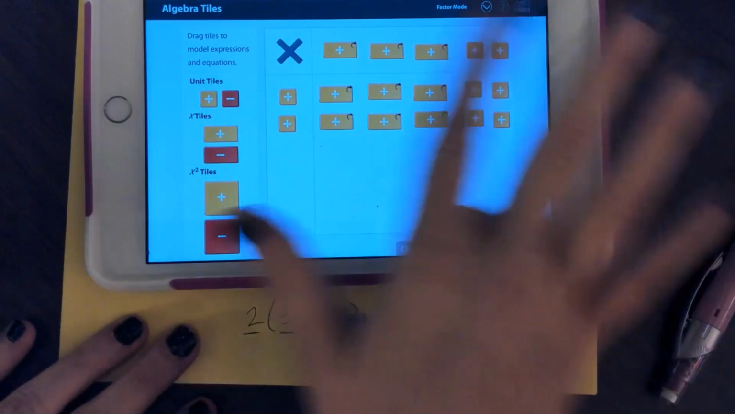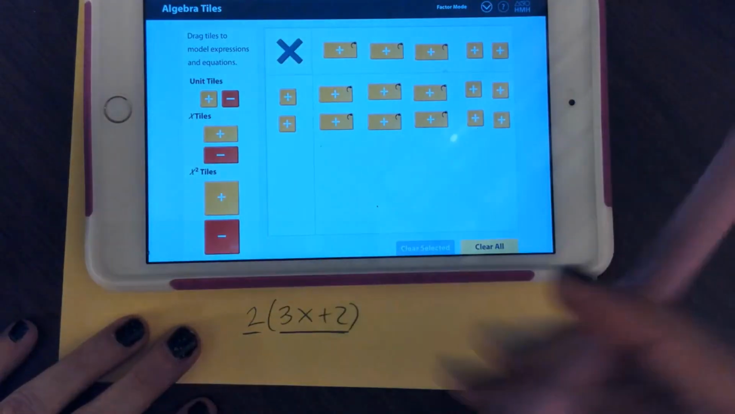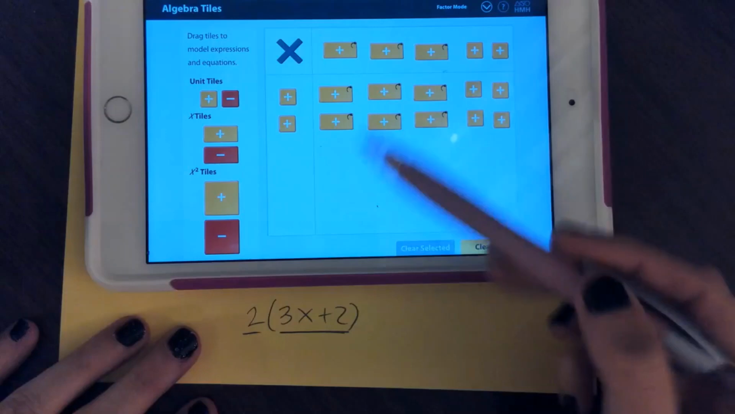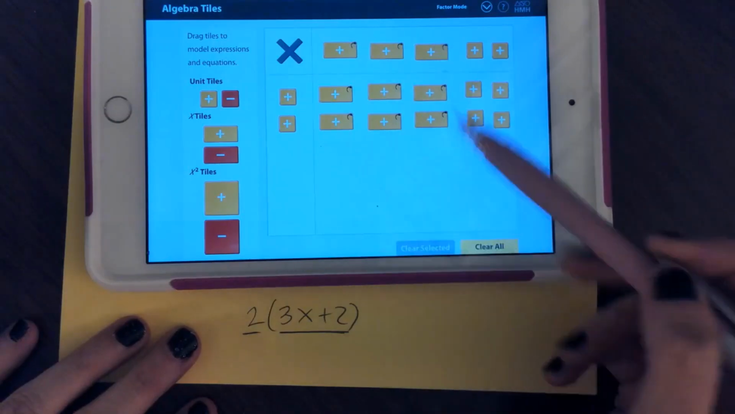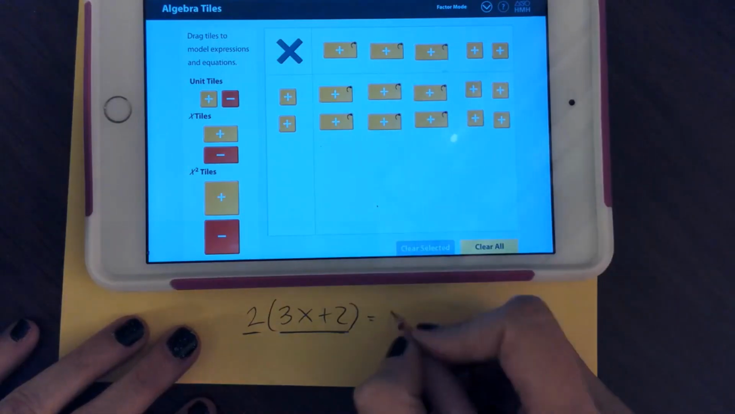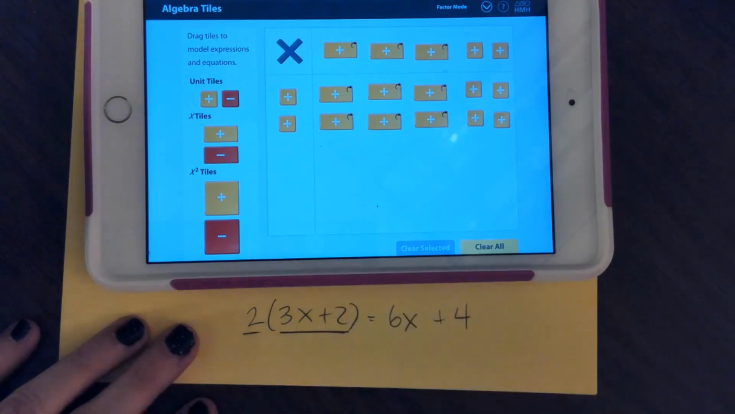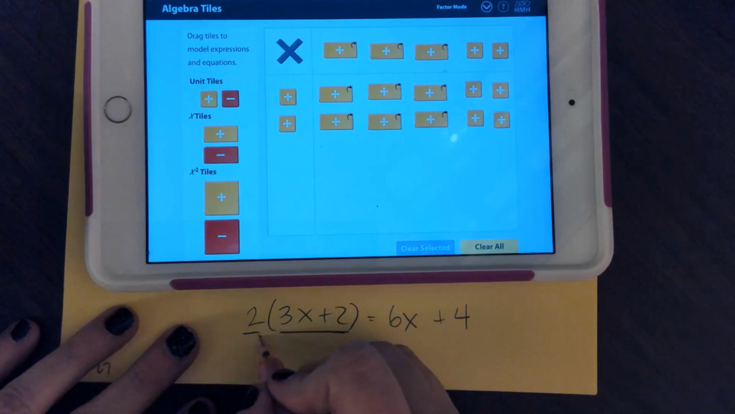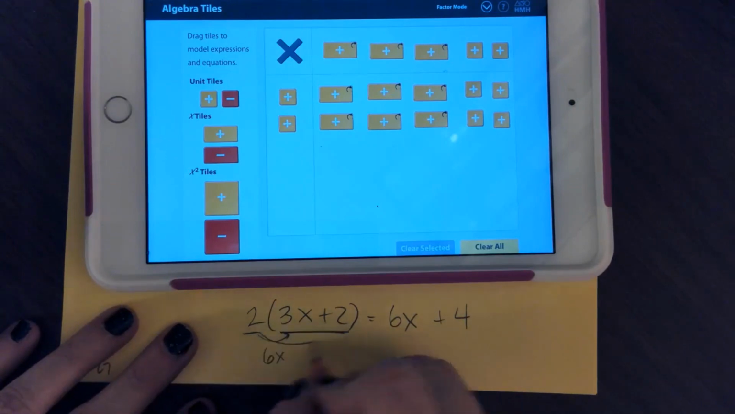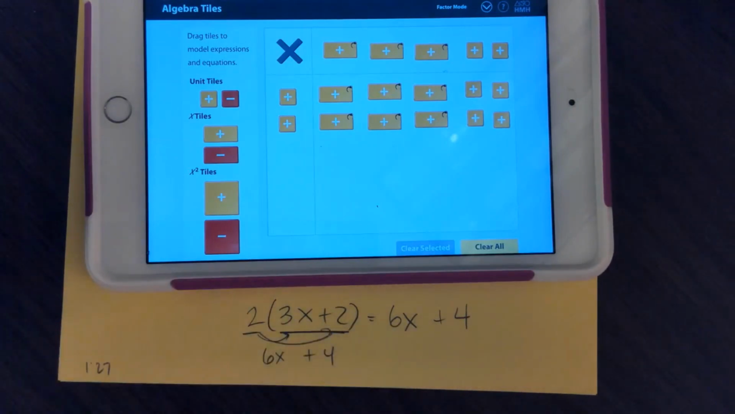This is what we've done up until now. This is straight distribution, but we're modeling it. And now I count up whatever's down here in my product area. So my factors, product goes here. Well, I have 6 x's plus 4. Because when I distribute this, I get 6 x's plus 4. All right.